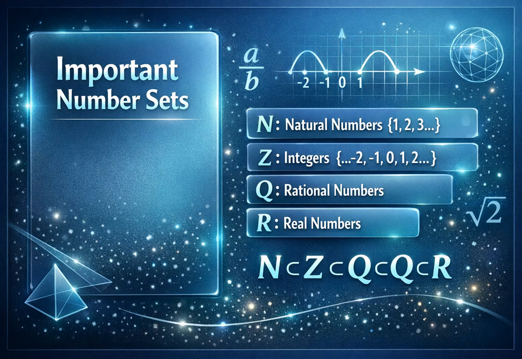Let's learn some important standard number sets. N represents natural numbers, 1, 2, 3, and so on. Z represents integers, including negative numbers. Q represents rational numbers, and R represents real numbers. These sets are nested. Natural numbers are a subset of integers, which are a subset of rational numbers, which are a subset of real numbers.